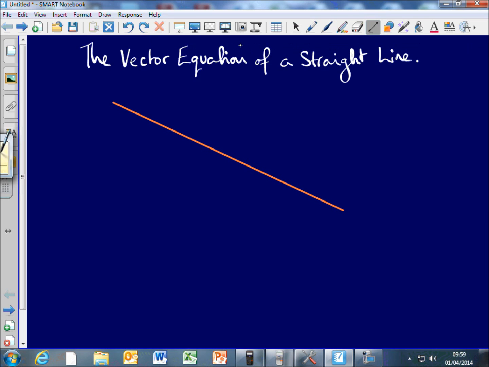Okay. So I'm going to draw a line in space, just in 2 dimensions, x and y, and I'm going to put the origin down here somewhere. So that's the origin. To come up with a way of writing down all the points on this line in terms of a position vector, I would first of all find a vector that got me onto the line. I'm going to call that A. And A is a vector that moves me from the origin to a point on the line.